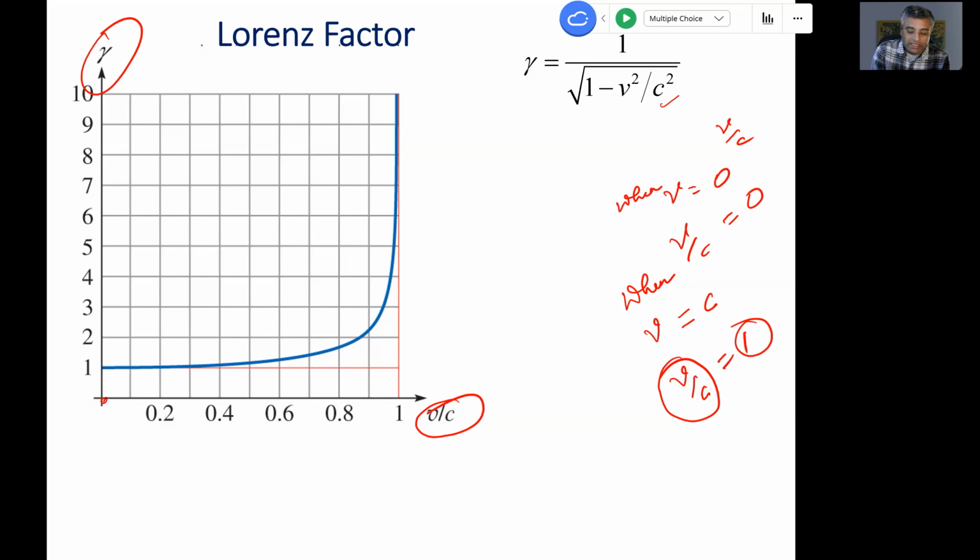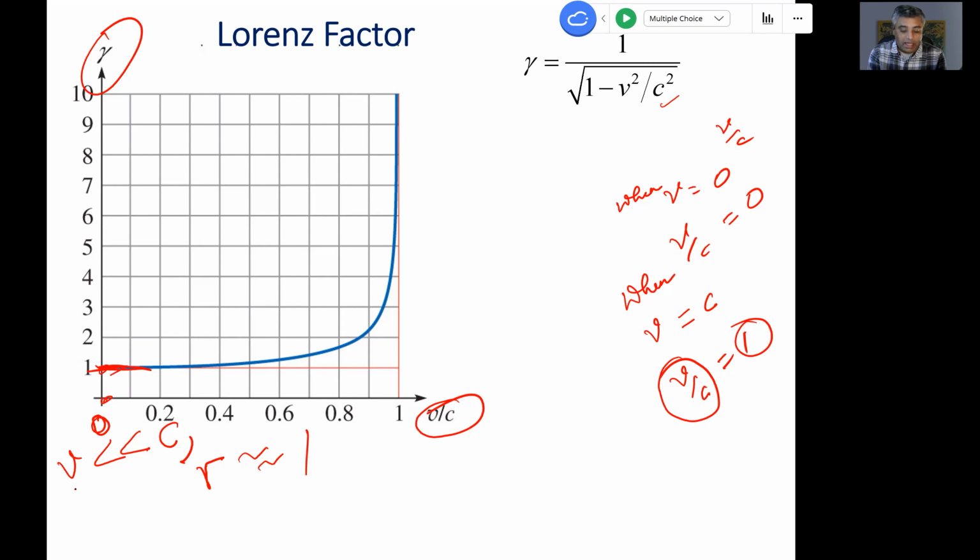So when v over c is 0, gamma is exactly equal to 1. And as long as the value of v over c, or the value of v, is very, very small compared to c, gamma is very, very close to 1. As long as v is very, very small compared to c, gamma remains close to 1.